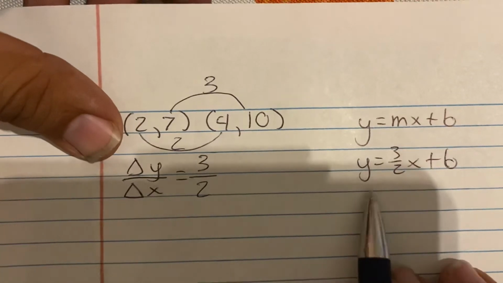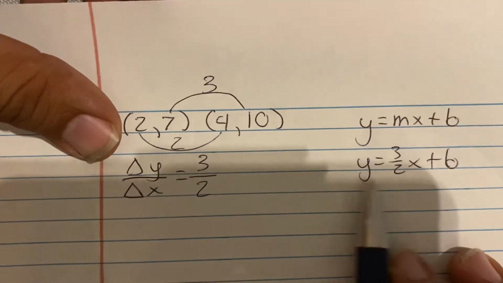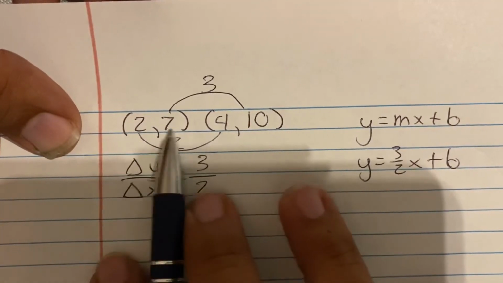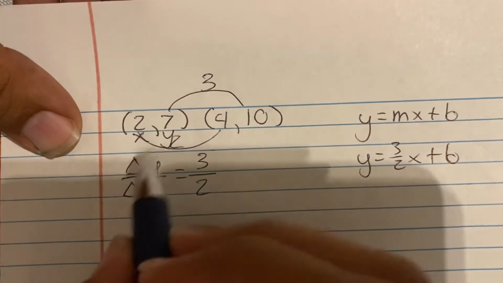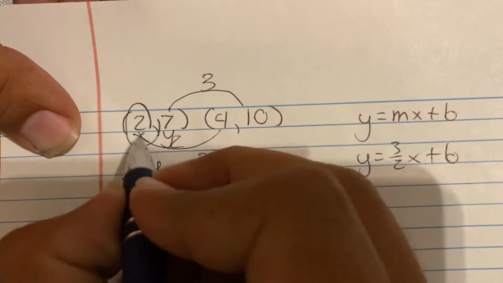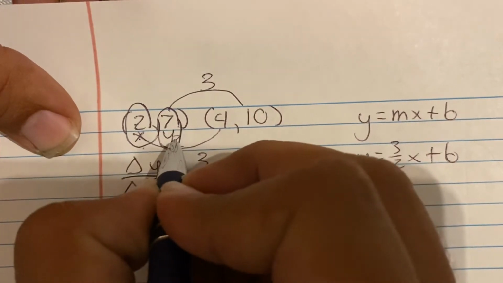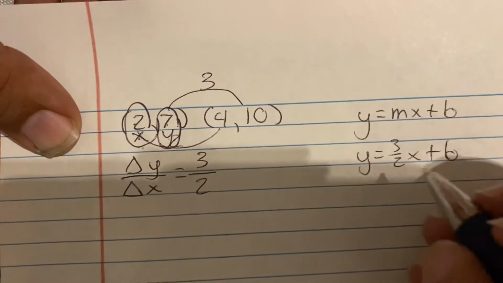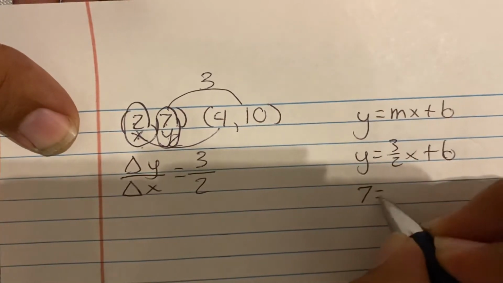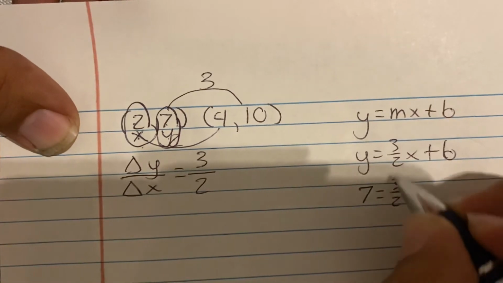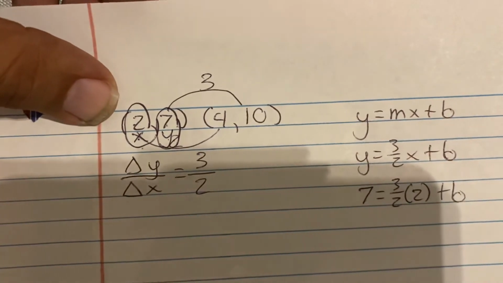Now I have to figure out what b is because I need both parts of this formula. So this is going to be very easy. I pick one of these points, these or these. Remember that this is x and this is y. I'm going to pick these because I marked them already. So we're going to replace x with 2 because 2 is x, and replace y with 7 because 7 is y. So I'm going to write this equation again: 7 equals 3 over 2 times 2 plus b.